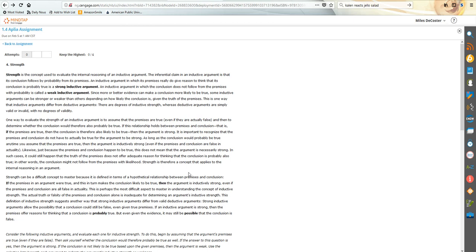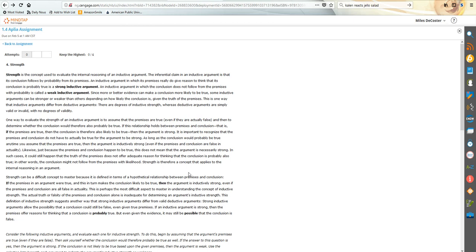When I've got an inductive argument, when I'm assessing strength, what I'll do is I'll assume for the sake of argument the premises are true, and then ask, do those premises make the conclusion more likely if they're true? And if the answer is yes, it's strong. If it's no, they don't make it more likely, or they make it weaker, then it's going to be a weak argument. Just like with validity for deductive arguments, I assume the premises are true, and then see what that does to force the truth of the conclusion.